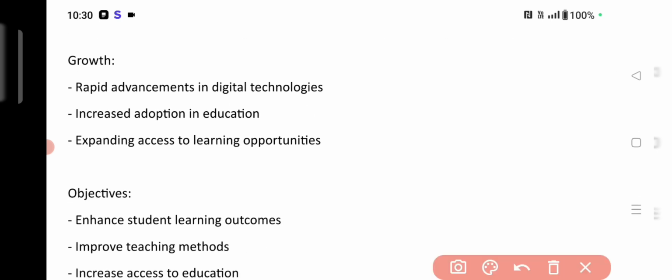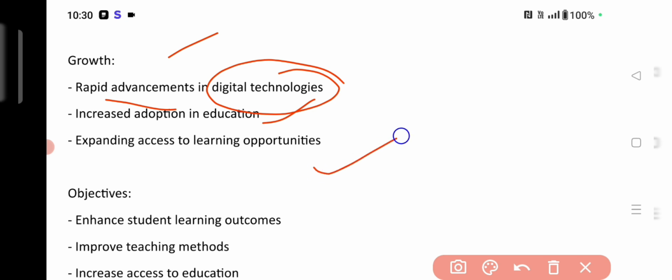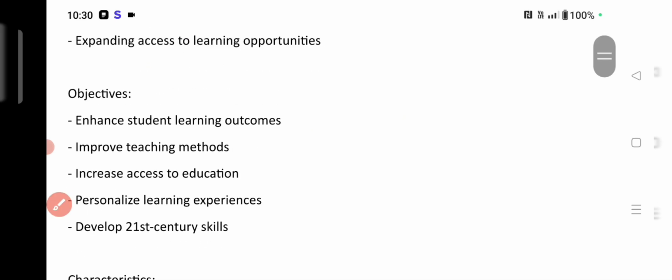In that, the growth is the rapid advancement in digital technology. Digital technology means generations of technologies like 4G, 5G, and so on. There is increased adoption in education, and we are utilizing that technology in education, expanding access to learning opportunities, and incorporating technologies into learning opportunities.